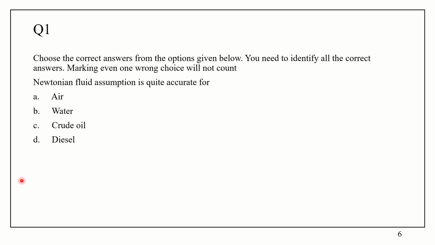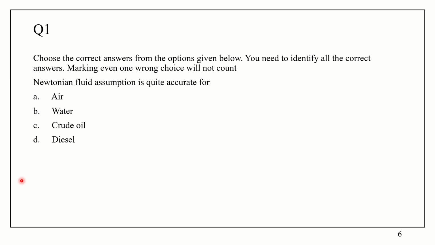So why? Crude oil is a non-Newtonian fluid because for crude oil, the viscosity changes depending on the applied shear, whereas in a Newtonian fluid we cannot see any viscosity change with respect to the applied shear. So diesel is a Newtonian fluid, whereas crude oil is a non-Newtonian fluid.